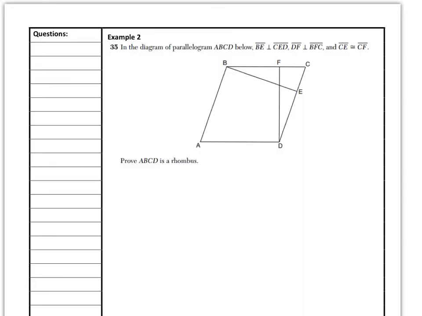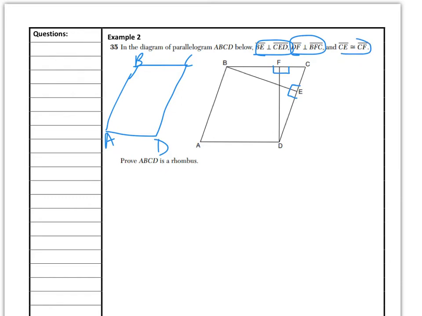Alright, so in this one they tell us that we have a parallelogram given as ABCD, so that's this big piece here. ABCD is a parallelogram, so we might be able to use those properties. And they tell us that BE is perpendicular to CED, so remember that perpendicular lines give you those right angles. And DF is perpendicular to FB, or BFC, and CE is congruent to CF. I'm going to just put check marks on each of those because I just marked them.